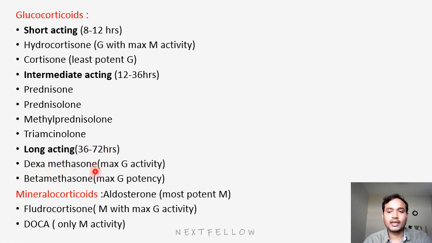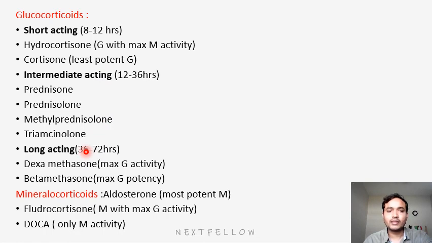It will have maximum glucocorticoid activity. Drugs with maximum glucocorticoid activity will be dexamethasone only. Betamethasone will also have high glucocorticoid activity, but it is more potent. Potency wise, betamethasone will be more potent, but the maximum glucocorticoid activity will be dexamethasone. Why I am stressing this is because you have to remember this glucocorticoid activity. Drugs with glucocorticoid and mineralocorticoid activity means hydrocortisone only. Maximum glucocorticoid activity means dexamethasone.